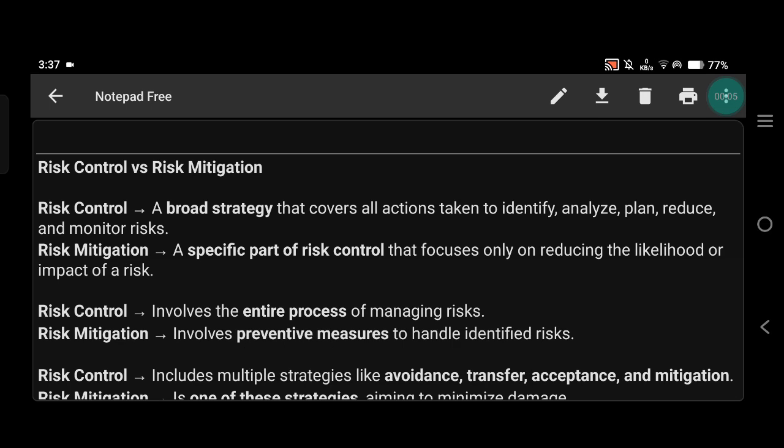In today's video, we are going to understand the difference between risk control and risk mitigation in software engineering.